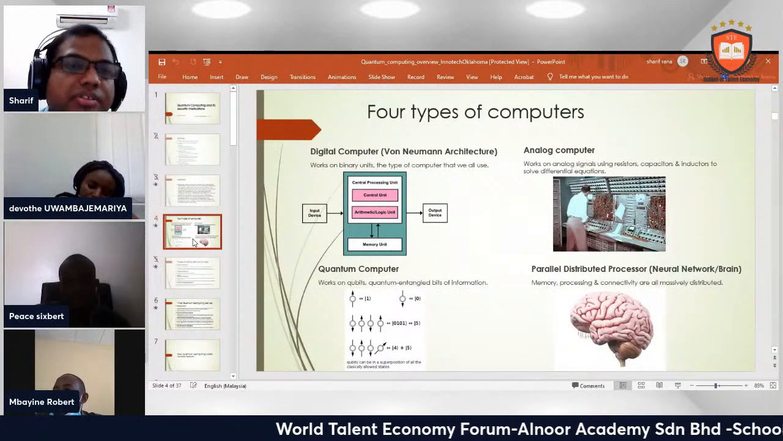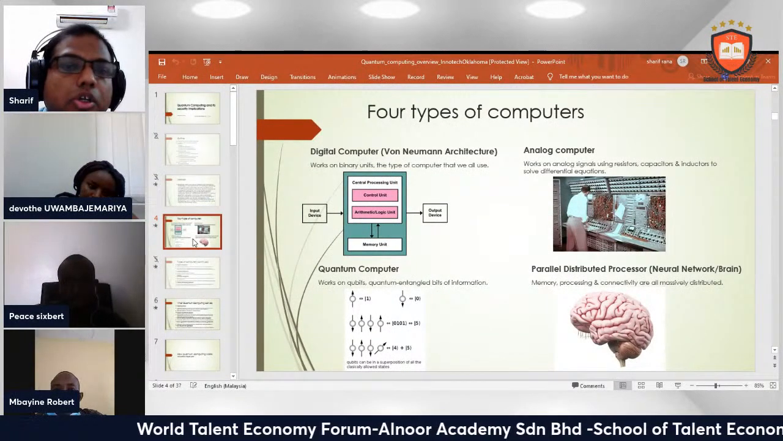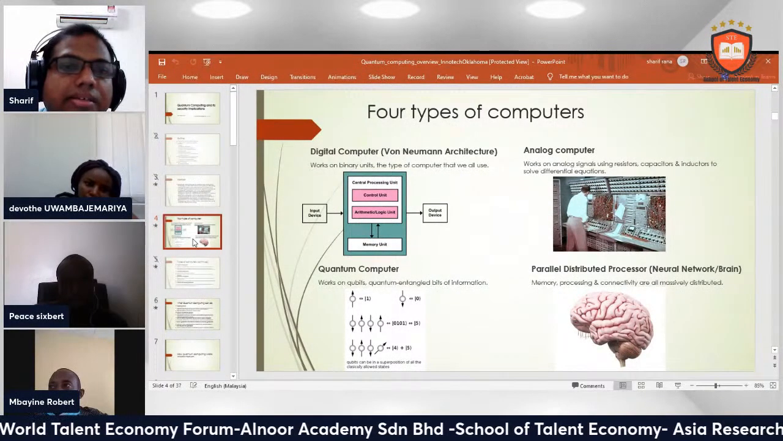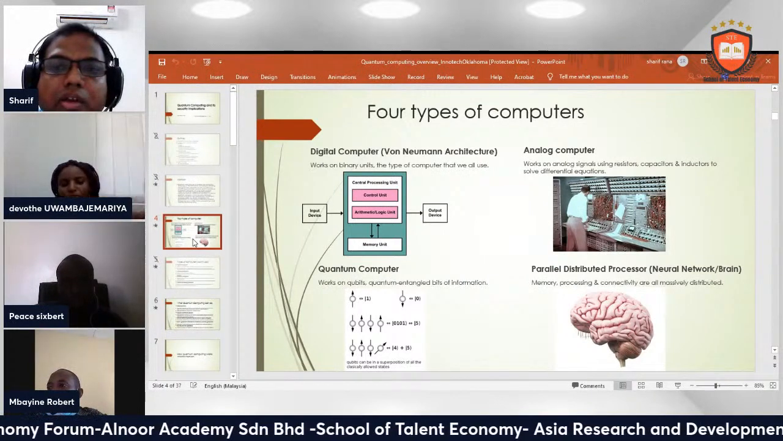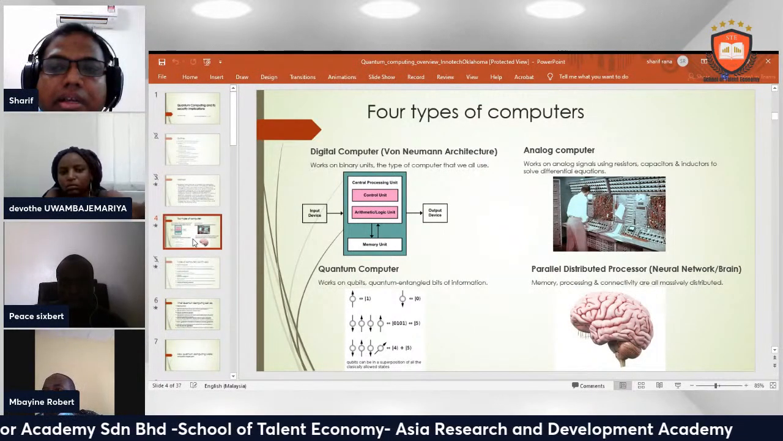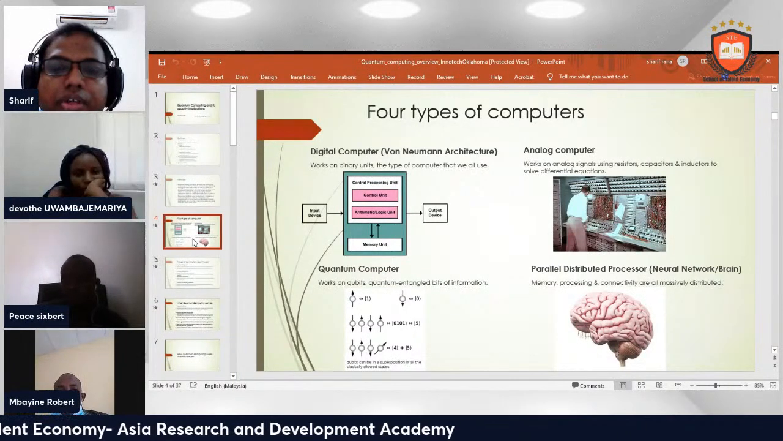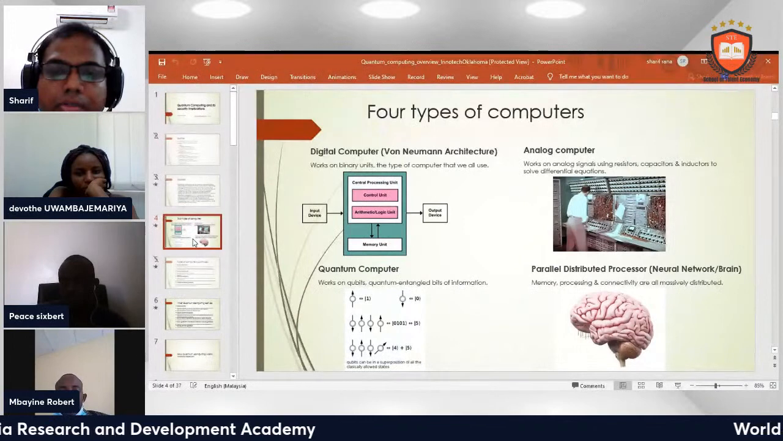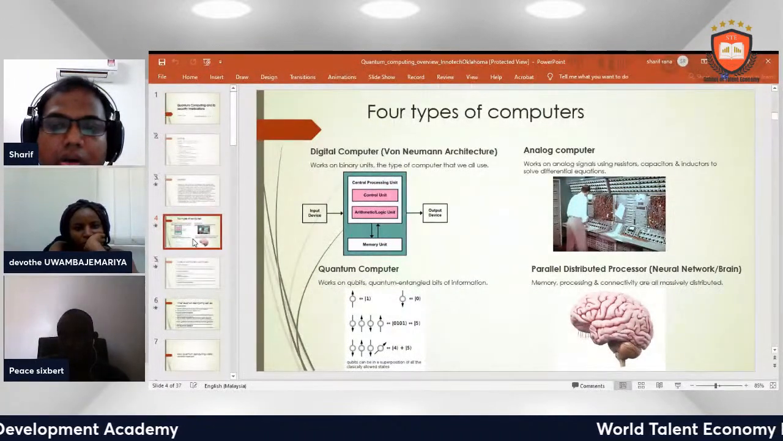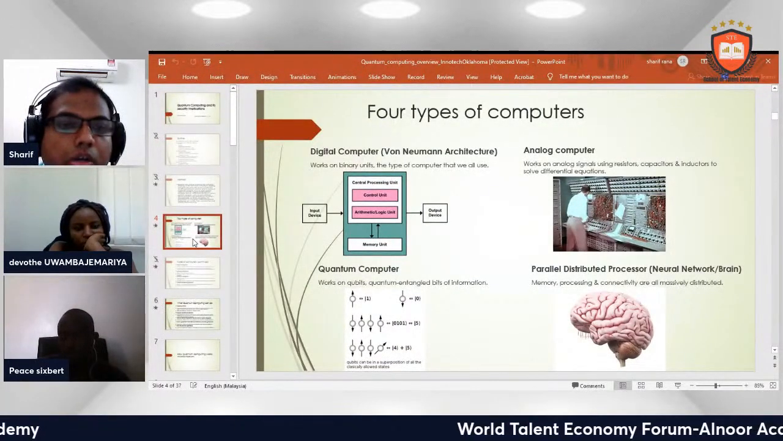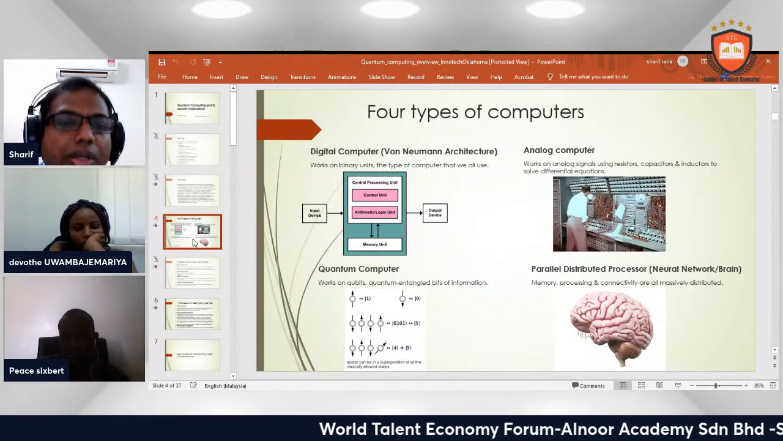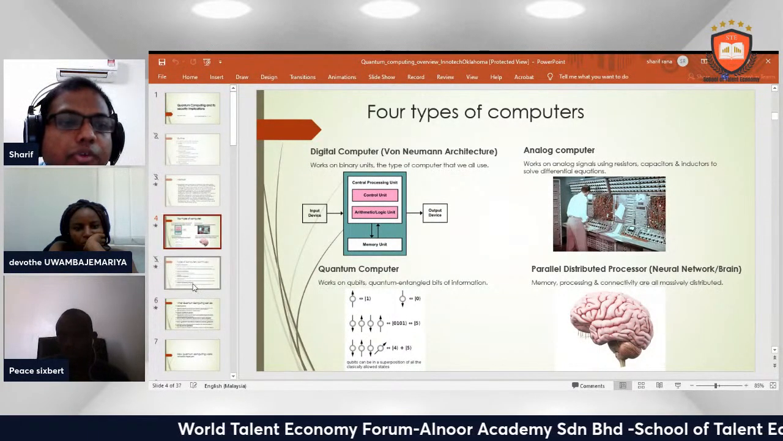There are four types of computers: digital computers, von Neumann architecture, parallel distributed, and analog, using resistors, capacitors, and inductors to solve differential equations. Parallel distributed processing, memory processing, and connectivity are all massively distributed. Quantum computers work on qubits, quantum bits of information.